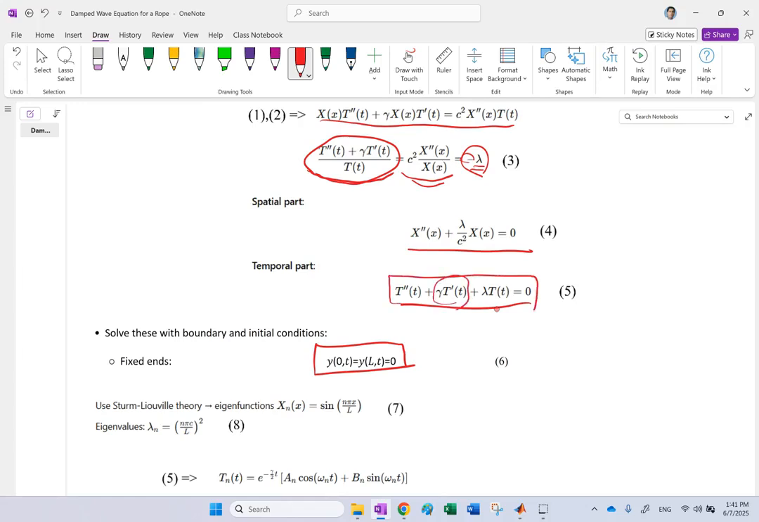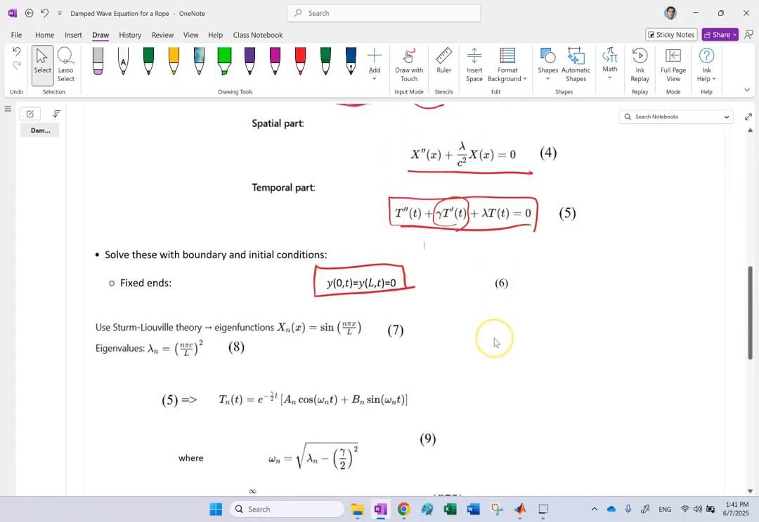And then the time part is going to be a second order ODE, but there is a linear term as well. But if you form the characteristic equation for this, which is s squared plus gamma s plus lambda, then of course you get a damped solution for the time as well. So it's going to be a damped harmonic for the time, and it's going to be a simple harmonic for the x. And clearly the simple harmonic for the x is going to be a sine function like this, where the frequency is going to be n pi over L, okay?